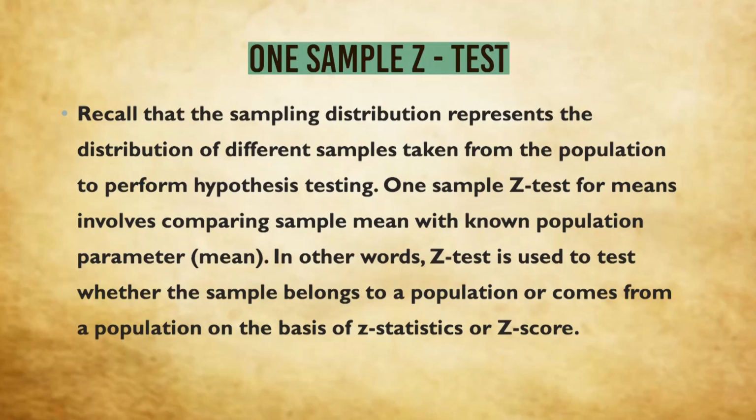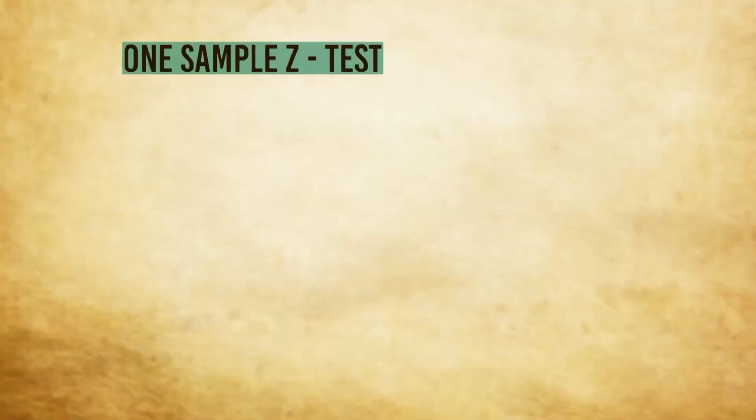One sample Z test for means involves comparing the sample mean with the known population parameter mean. That means whether the sample mean is equal to a given population mean. In other words, we use Z test to test whether the sample belongs to the population or comes from a population on the basis of Z statistic or Z score. These are nothing new. We have already considered Z statistic or Z score in terms of a standard normal variate.